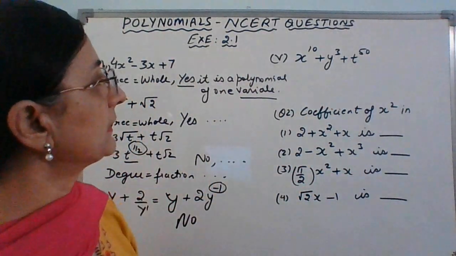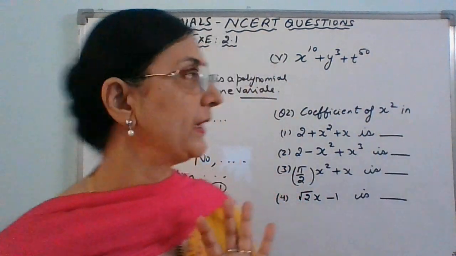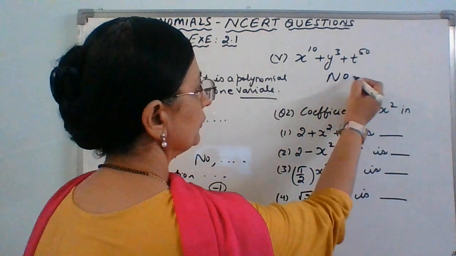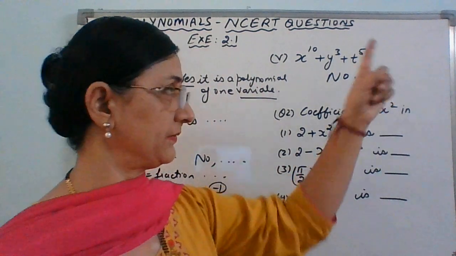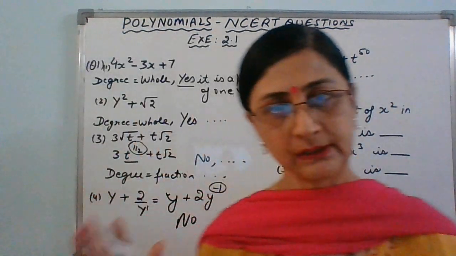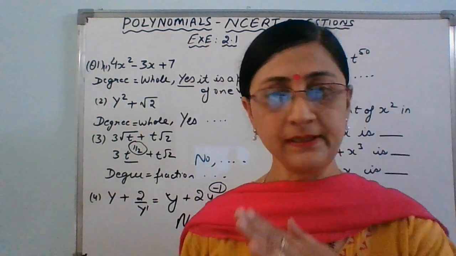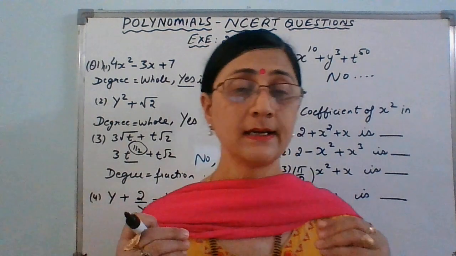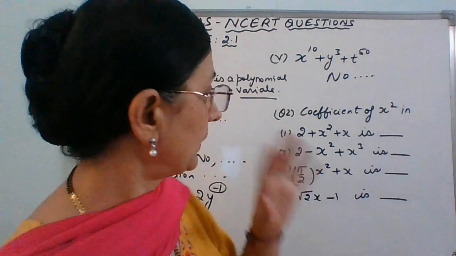Okay, now the fifth part. The fifth part has x to the power 10 and y to the power, which are whole numbers, but there are three variables. So no, it is not a polynomial of one variable. So the first question is clear. We just have to check whether it is a polynomial by checking the degree. If the degree is a whole number, yes, it is a polynomial. Then we check whether it is a polynomial of one variable.